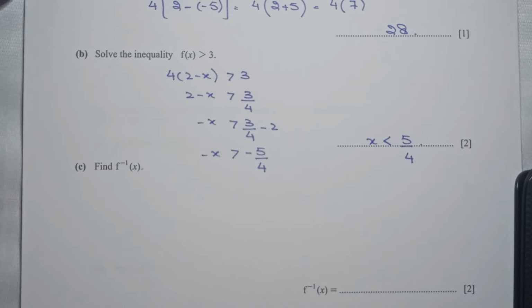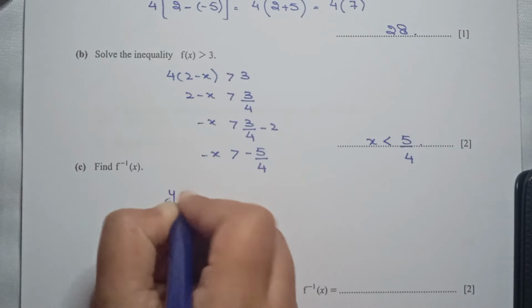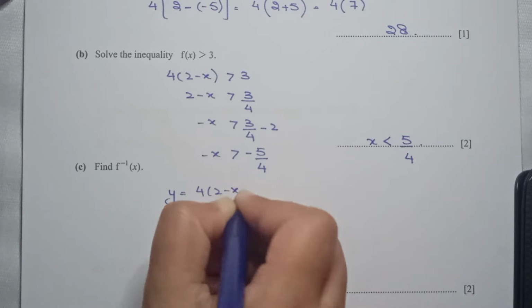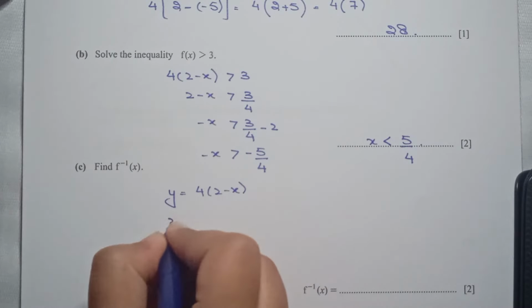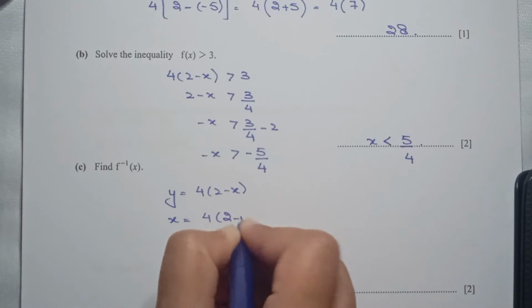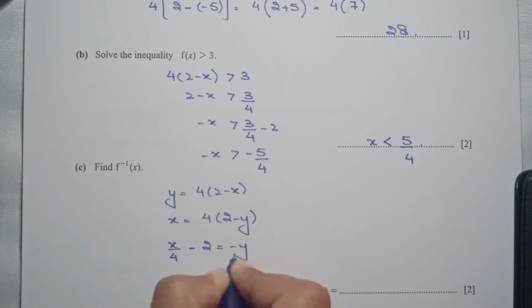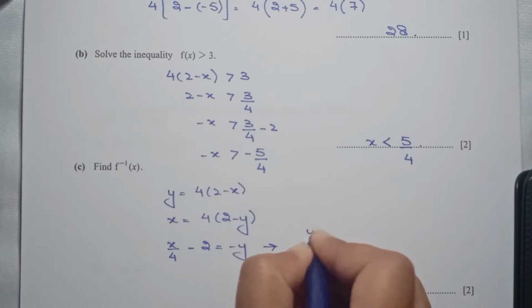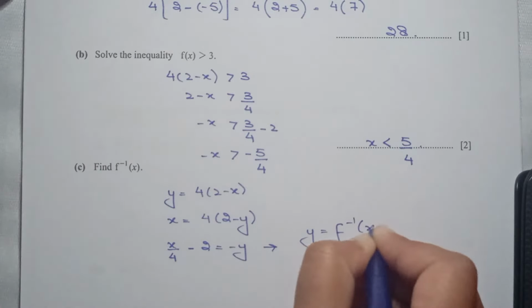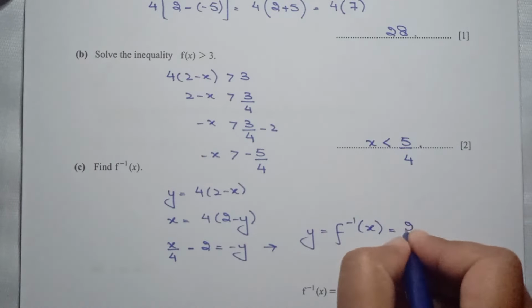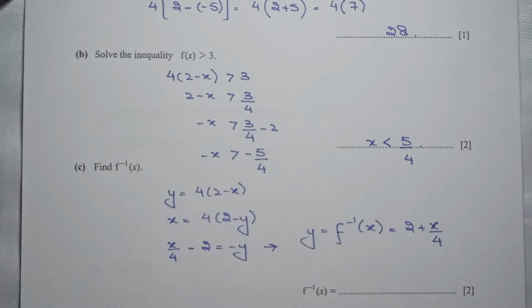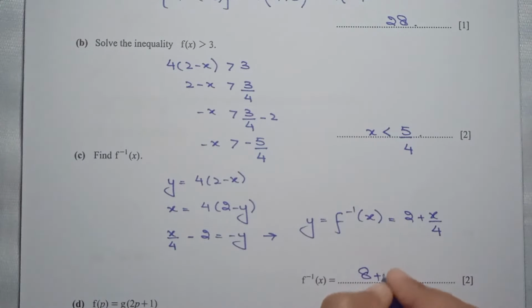Now for the third part, C, find f inverse of x. So for f inverse of x, we need to put y equals f of x, that is 4 into 2 minus x. Then we replace the y with x and the x with y, and the next step is we need to solve for y. So x by 4 and subtract 2 would be negative y. So the positive of y would be equals to f inverse of x. So from here y is representing f inverse of x, and this would be equals to 2 plus x by 4, or we can say that 4 times 2 is 8 plus x divided by 4.